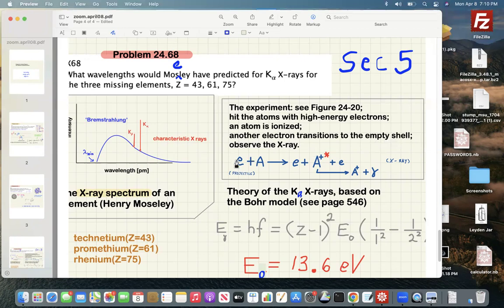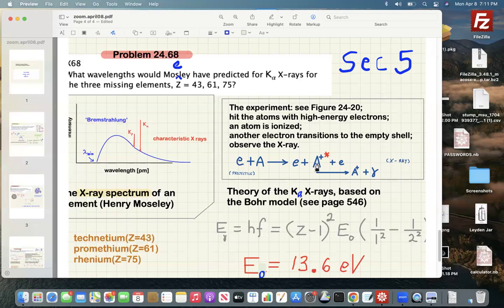So the process is this: electron plus a nucleus, call it A, goes into an electron plus an ion in an excited state, plus another electron. Here's the electron that was the projectile, but it knocked out another electron, leaving behind an ion, but the ion won't necessarily be in the ground state. So the ion will be in an excited state where there's a hole, an empty energy level.